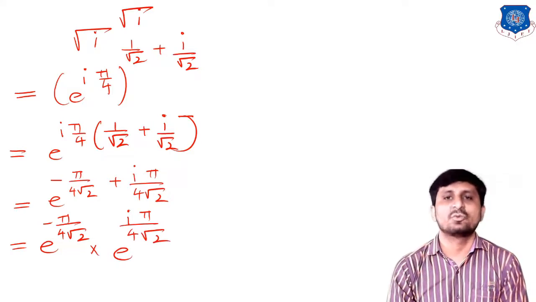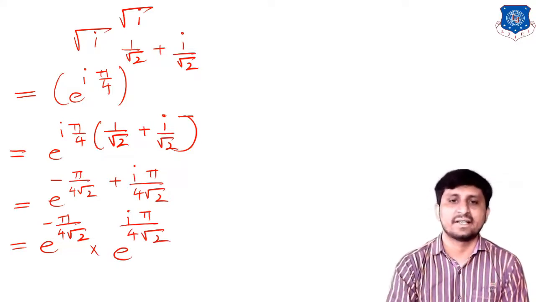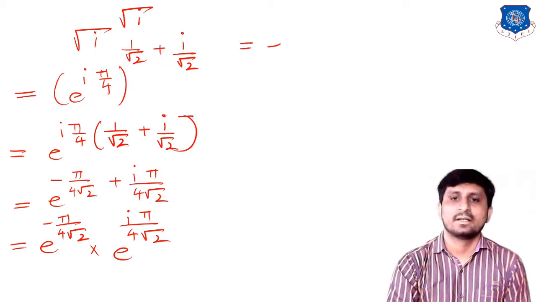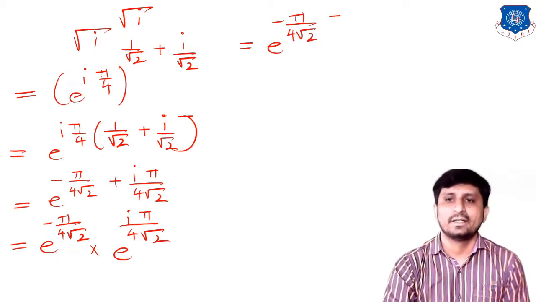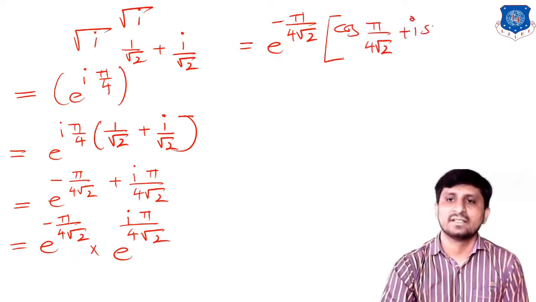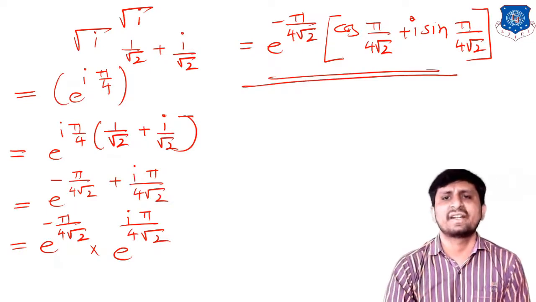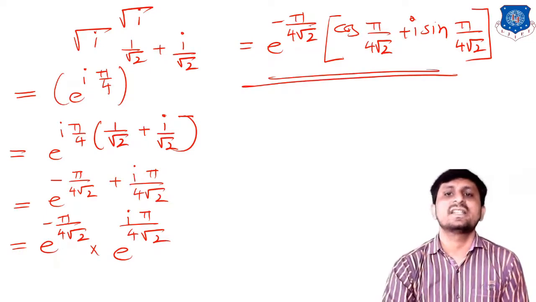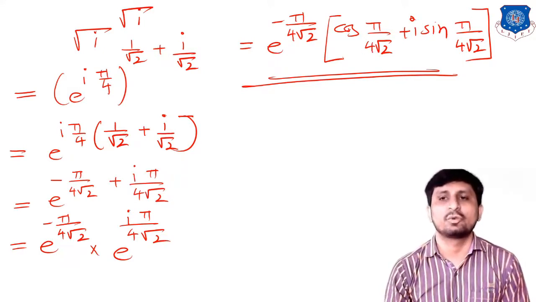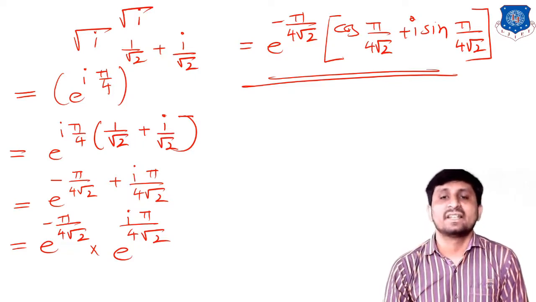Okay, and we know that e raised to i theta can be written as cos theta plus i sin theta. So now the final answer is here, e raised to minus pi by 4 root 2, into cos pi by 4 root 2 plus i sin pi by 4 root 2. Clear? Okay, so this is my final answer. You can easily find out the real and imaginary part. Real part is e raised to minus pi by 4 root 2 cos pi by 4 root 2, and imaginary part is e raised to minus pi by 4 root 2 sin pi by 4 root 2.